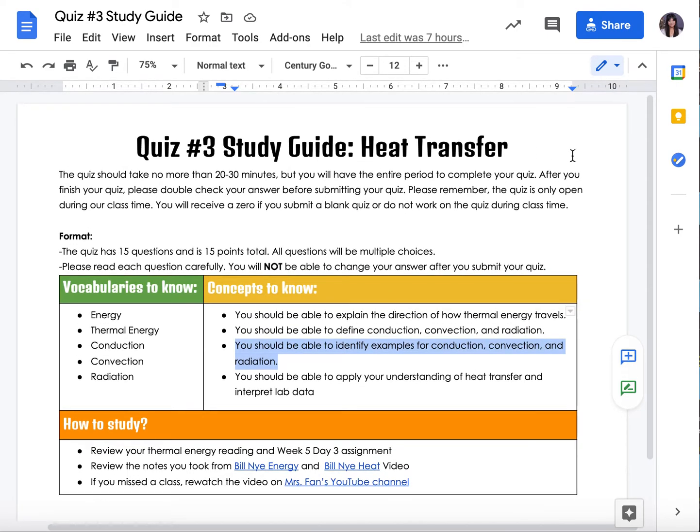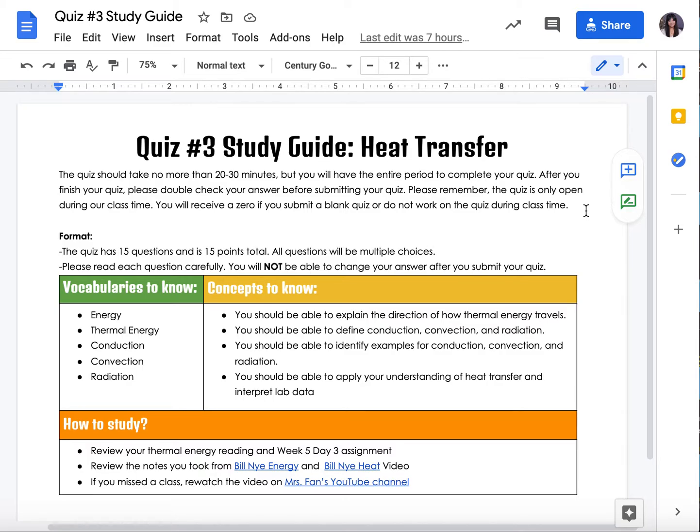The quiz should take no more than 20 to 30 minutes, but you have the entire period to complete your quiz. After you finish the quiz, please double check your answers before submitting. Please remember the quiz is only open during our class time. You receive a 0 if you submit a blank quiz or do not work on the quiz during class time.